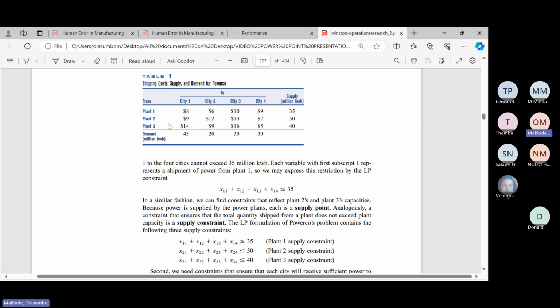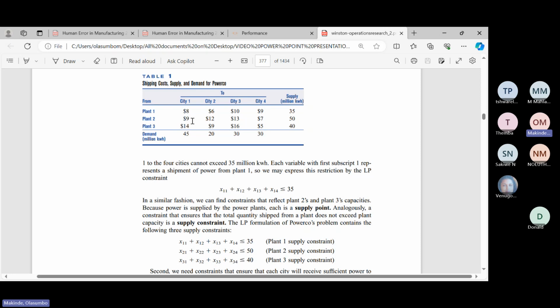So they got that information because the question is how many units should we ship from plant 1 to city 1? Is it really cost effective to even ship from plant 1 to city 1, or should we go from plant 1 to city 2? Who must supply which city from which plant? Those are the kind of questions we want to answer. That is why it's a transshipment problem, so that at the end of the day, we're able to minimize our cost. The information in the table is already telling you from plant 1 to city 1, the cost of shipping 1 million kilowatt of electricity is $8. From plant 1 to city 2, the cost of shipping 1 million kilowatt is $6, and so on and so forth. Plant 2 to city 1, the cost of shipping is $9.